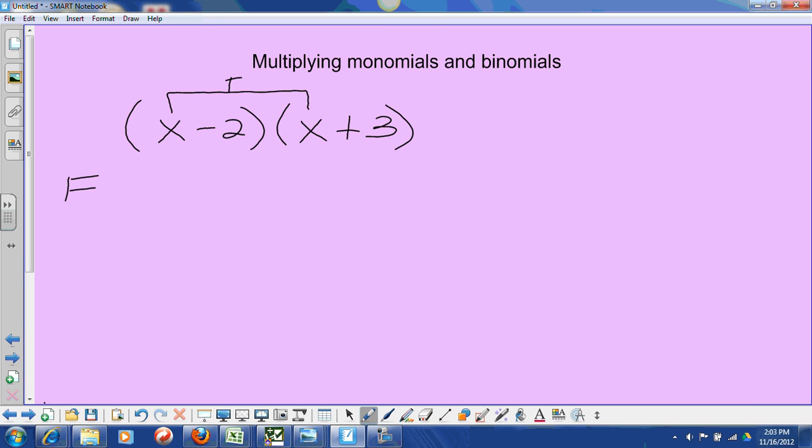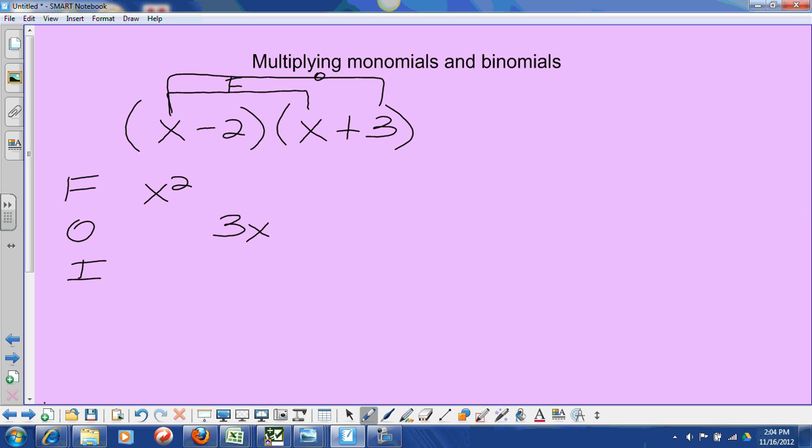the first terms. So that becomes x times x, which is x squared. O stands for the outside numbers. So look at each set of parentheses, and let's go to the outermost. So that would be x times 3, which is 3x.